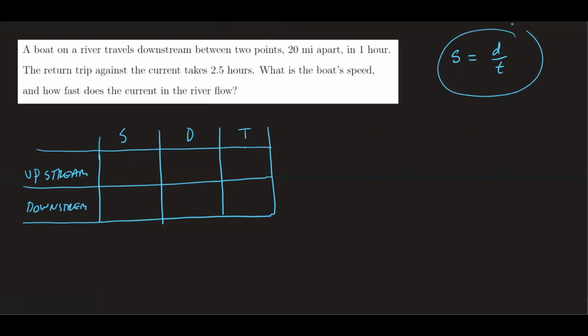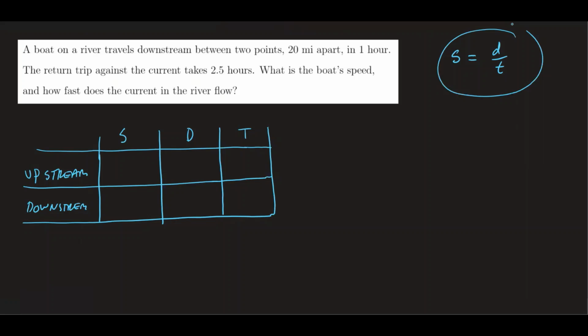So if you're traveling on a river, if you're going upstream, you're always going against the current. So whatever the speed of the boat is, it's going to be affected by the current of the river. So you're going to slow down based on how much the current is. And if you're going downstream, of course, you're going to speed up because you're going along with the speed of the river. So those are the two things you want to keep in mind.